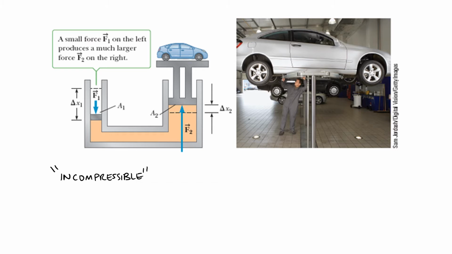So we have on the left side over here, we have a force being applied downward. That's force 1 being applied downward, and it's being applied to a specific area. You imagine these as tubes of different diameter. So if I apply a force on the left side, and the liquid inside of this container is not going to be squeezed or compressed, it has nowhere else to go but lift the car up on the other side.